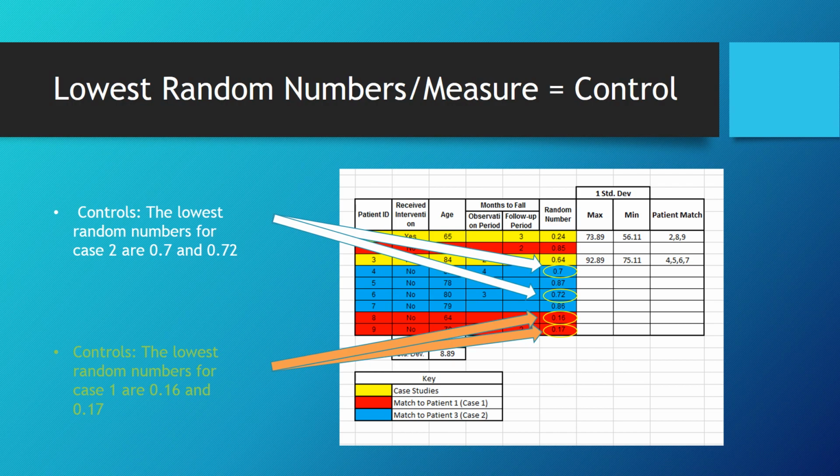So on the right, with the random numbers, we said we're going to take the lowest random numbers or measures, and that would be considered our controls. Since we have two of them, from the blue and the red columns, we would take the two lowest numbers. For the blue, you can see there's 0.7, 0.87, 0.72, and 0.86. Out of the four of them, the two lowest are 0.7 and 0.72. For the red, we have 0.85, 0.16, and 0.17, and the lowest two would be 0.16 and 0.17.